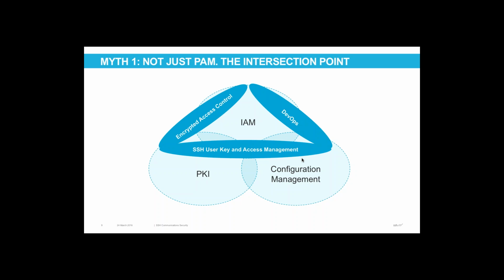This is interesting. And then on the configuration management side, this comes together at these 3 areas. And then you see up on the left and right side the encrypted access control, which is bringing the concepts of data security and identity access management together, and the DevOps space, which is bringing the areas of configuration management and access management together. So there's a lot more at play here than just privileged access management.